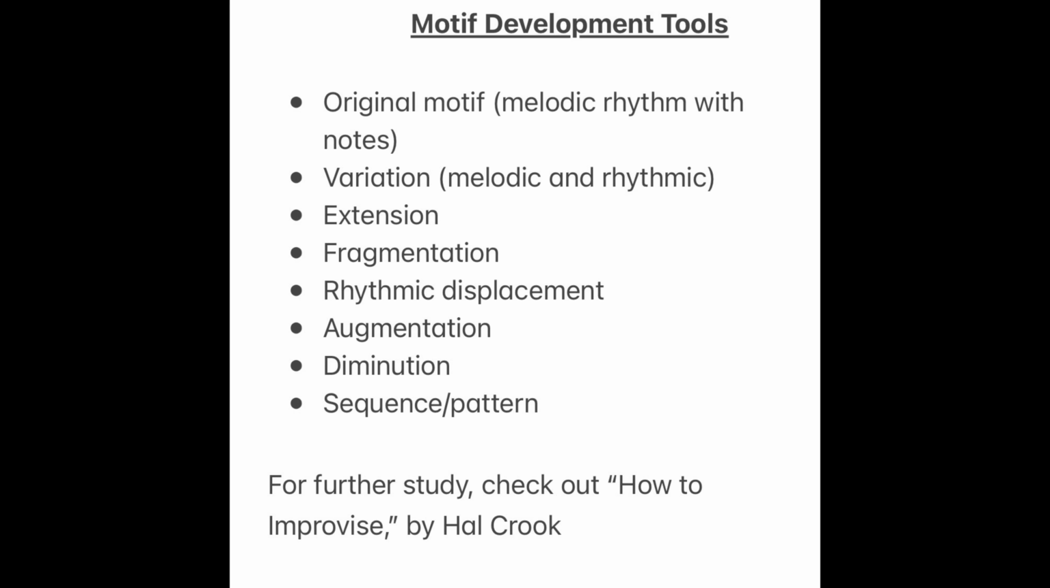There are specific tools you can use to practice this, some of which are outlined in Hal Crook's book, How to Improvise. These motif development tools include melodic variation, meaning the same rhythm, different melody; rhythmic variation, same melody, different rhythm; extension, which means adding notes before, in the middle, or after a motif or motif fragment; rhythmic displacement, starting on a different beat; augmentation, extending the time values; diminution, shortening the time values; sequence, repeating a pattern.